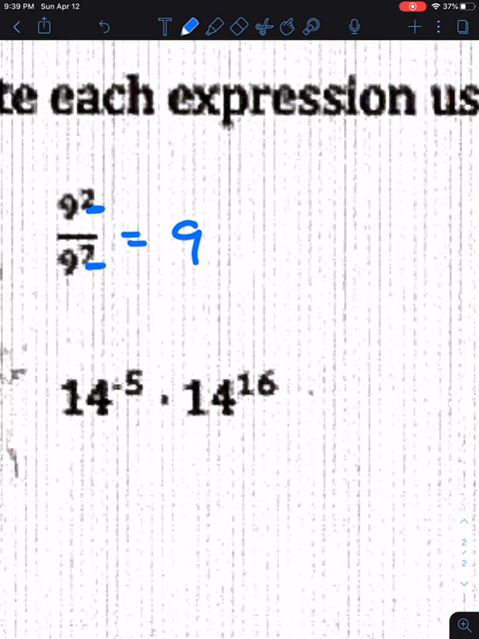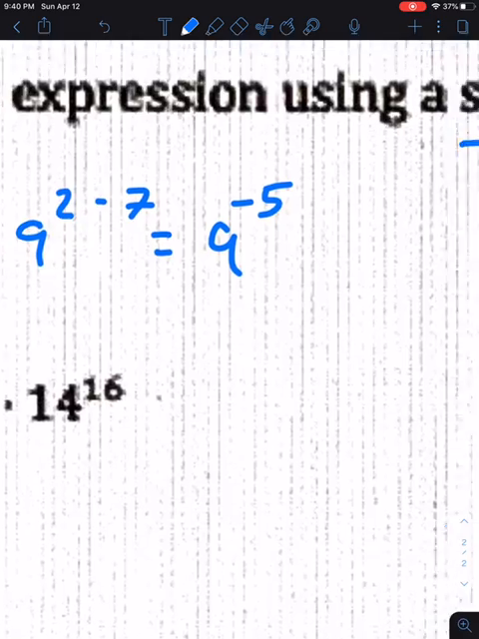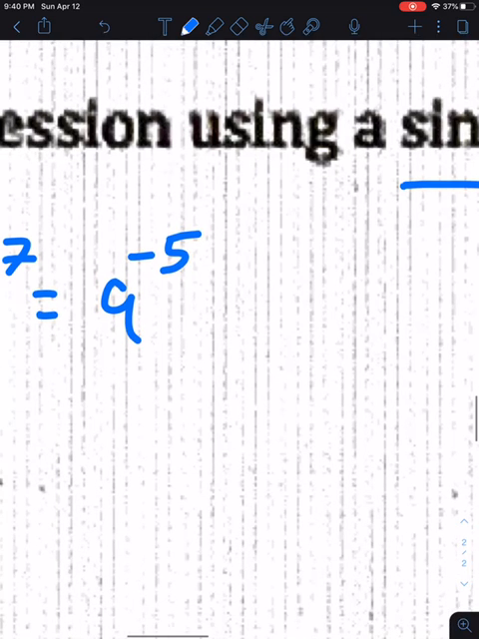So we have 9 to the 2nd minus 7th, which, what's 2 minus 7? Well, it's going to be a negative number, right? It's going to be to the negative 5th. So we're done here. It's a single exponent, but it's not positive. Oh, man, what are we going to do to make this positive? Well, we'll use the negative exponent rule. When we have a negative attitude, we send them to the basement, right?